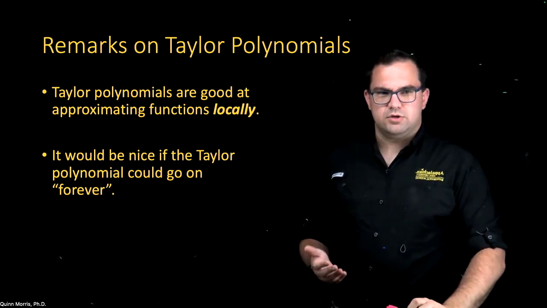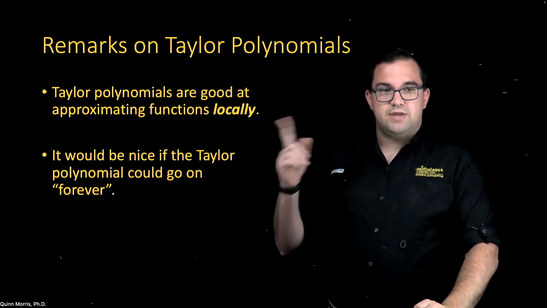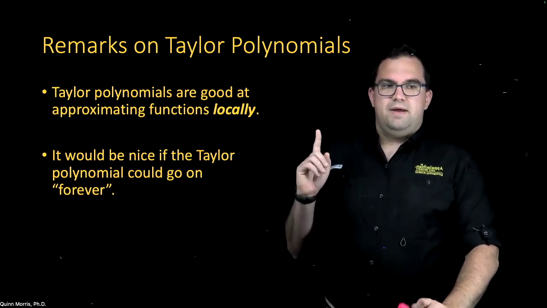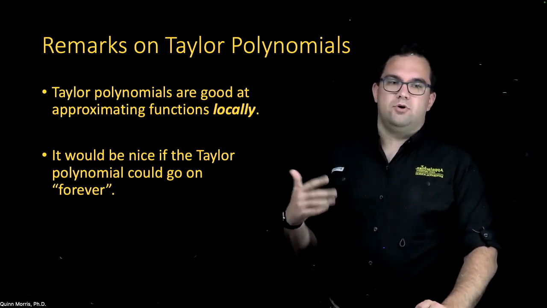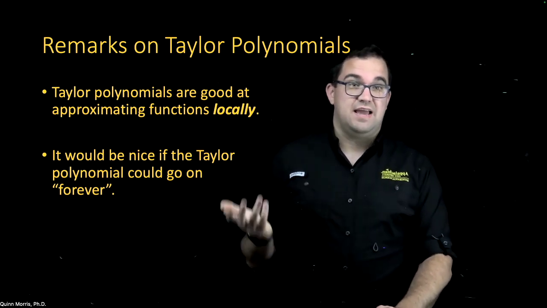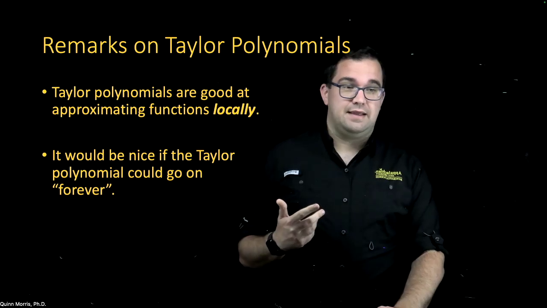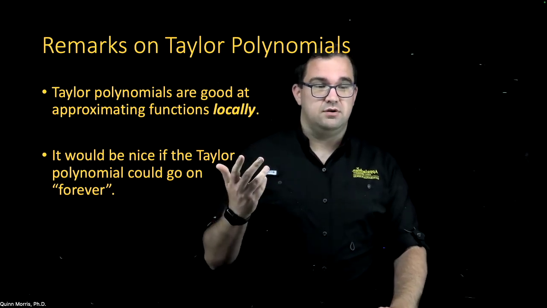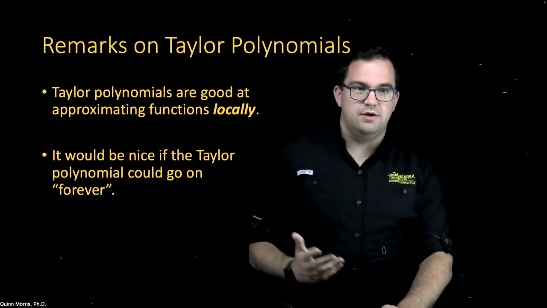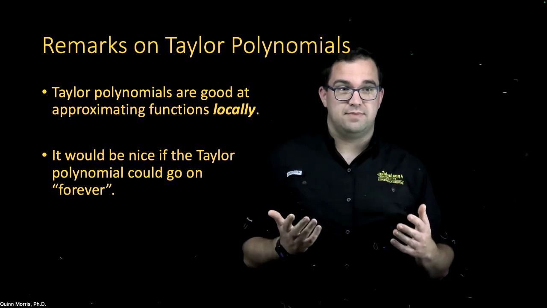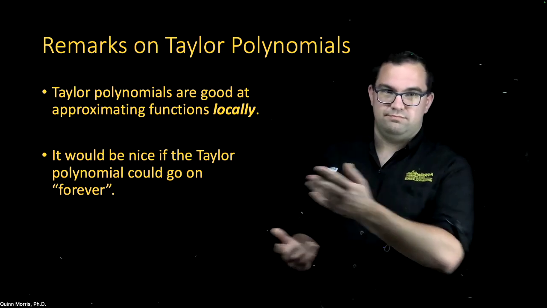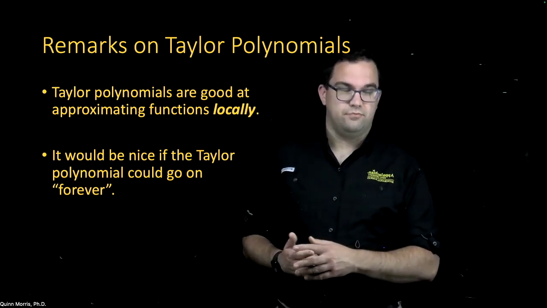So just a couple remarks on Taylor polynomials. Taylor polynomials are really good at approximating functions locally. But it would be nice if we could make these Taylor polynomials go on forever, right? Like, a tangent quadratic is good, but a tangent cubic is better. And a tangent cubic is good, but a tangent quartic, or quintic, right? Fourth degree or fifth degree or sixth degree. As the degree of the polynomial gets higher, you hope your approximation is going to get better. But how do we make this go on forever?